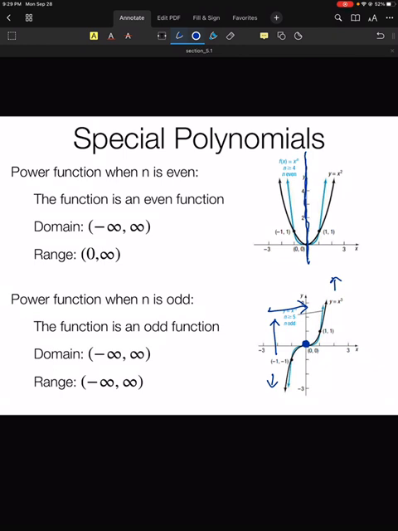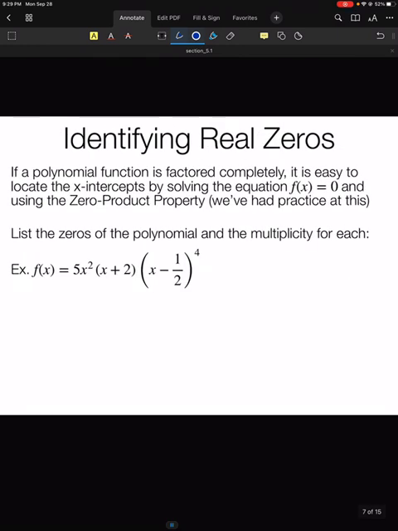They will come in handy later on. But let's move on to another concept that's going to be important in this section, and that's identifying real zeros. Let's talk about what that means. If a polynomial function is factored completely, it's easy to locate the x-intercepts by solving the equation f of x equal to 0 and then using the zero product property.